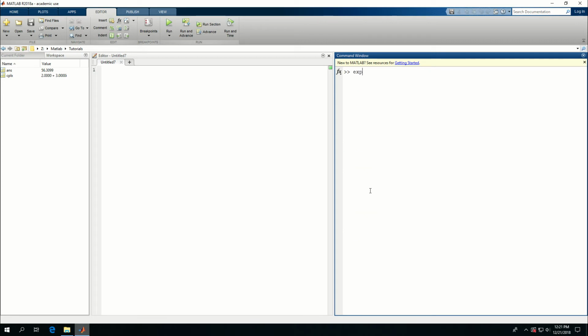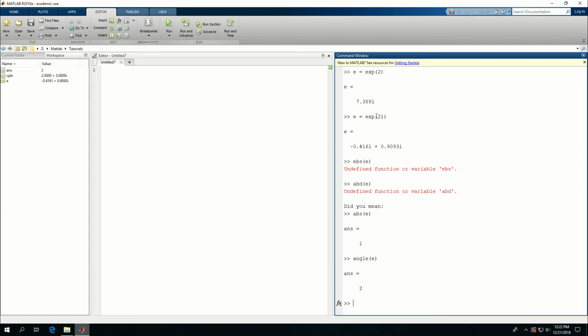exp is for exponential. I can use that. So let's say E is equal to exp of 2. So it's e to the 2. But I can also write that to create a complex number. So E, if it was exp of 2i, I think it works, gives me a complex number. It has a real part and an imaginary part. As you can see, E is complex. And I can say abs of E, oh, it should be abs, not ebs, of E. And it's 1. That's because I didn't have a value here, which basically is 1. And I can also say angle of E. It gives me 2. That's because of that value over there.